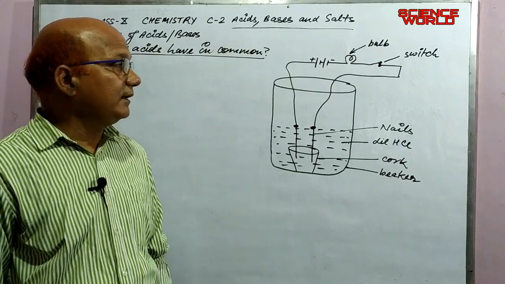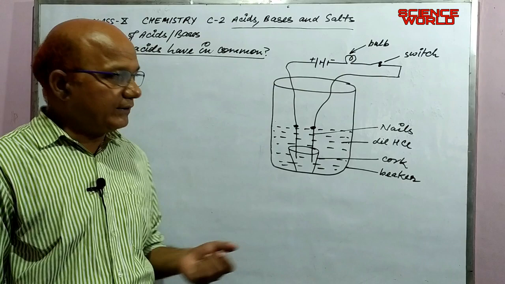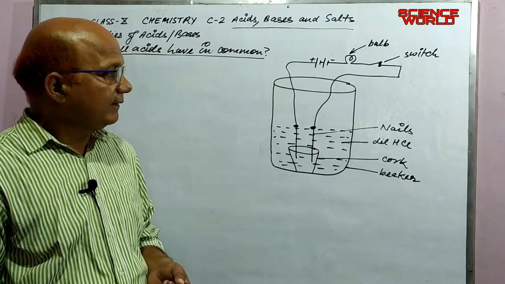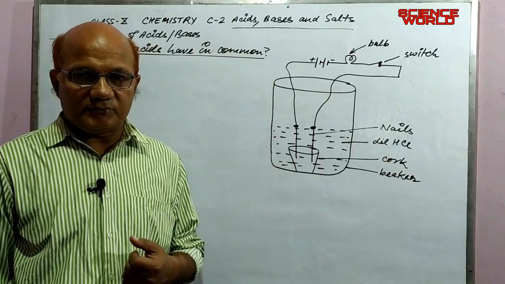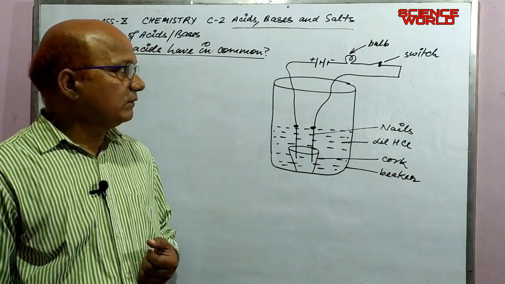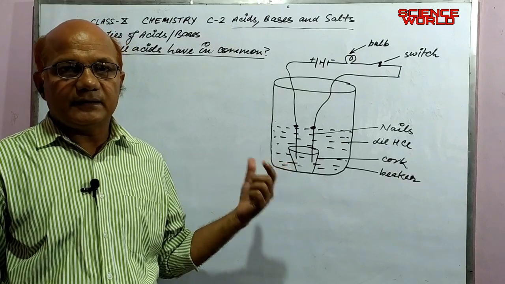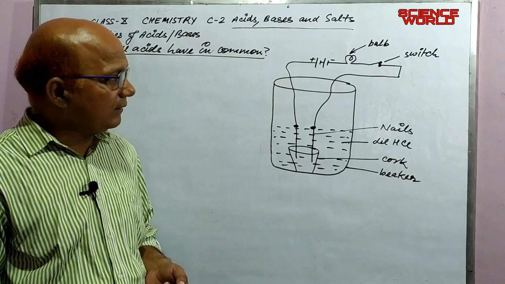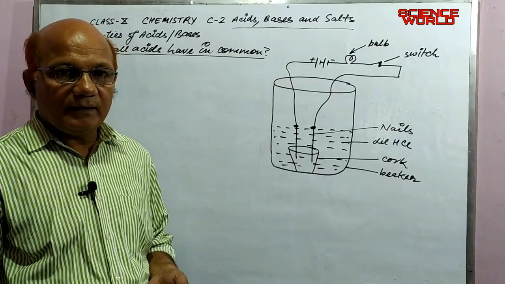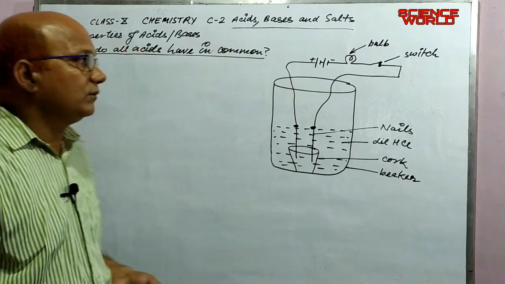Repeat this activity by taking another acid like sulfuric acid and then again press the switch and observe. Now, repeat this activity by taking aqueous solution of glucose and alcohol separately and then observe. So, let us see.